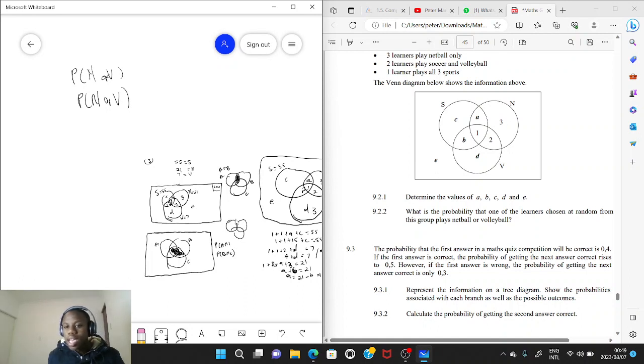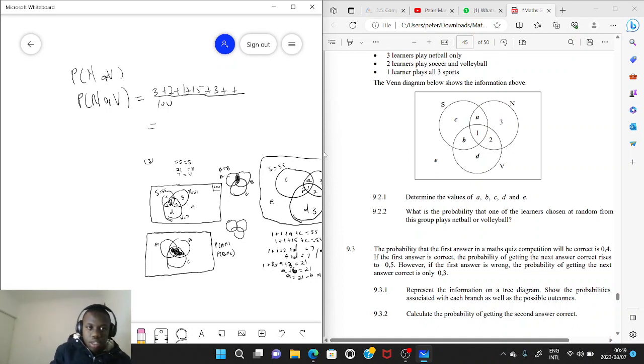We are going to add everything on netball and volleyball, all over the sample size. And the sample size is what? It's 100, right? So the possible outcome is 100. And I will add 3 plus 2 plus 1, and plus the value of A, which is 15, plus D, which is 3, plus P, which is 1. So you add everything that's within both circles over 100.